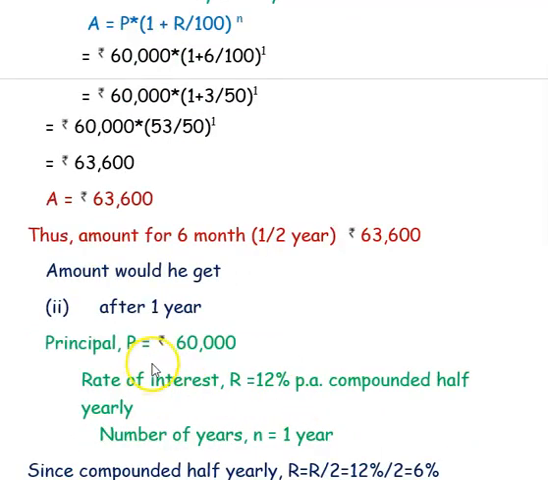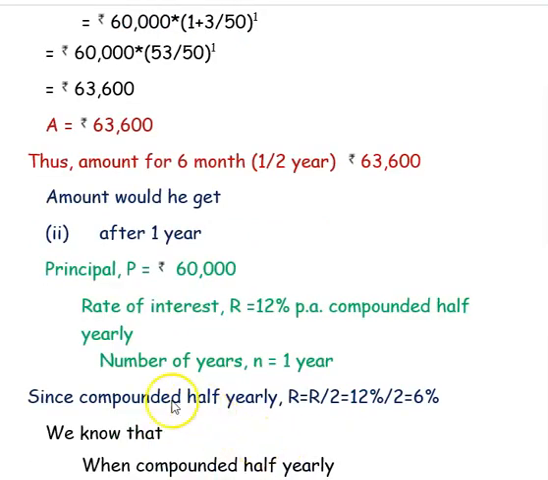Okay, so now here the principal is the same, 60,000. The rate of interest is 12% per annum, compounded half yearly, and the number of years we are going to calculate it for is 1 year. Since it is compounded half yearly, we have to take the rate of interest as R divided by 2. So 12% divided by 2 is 6%.